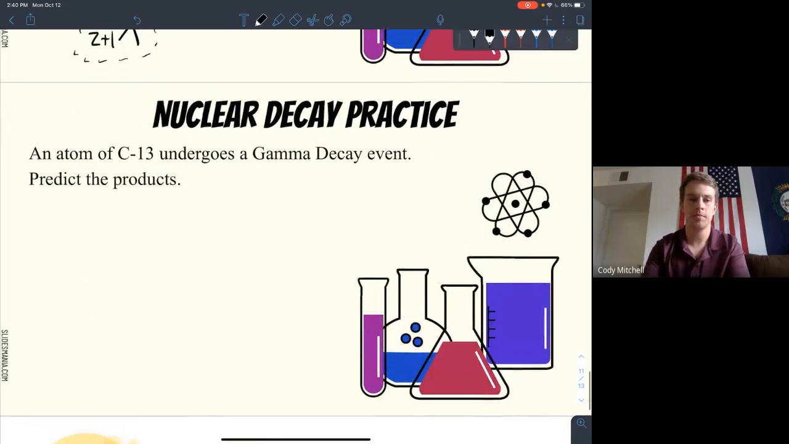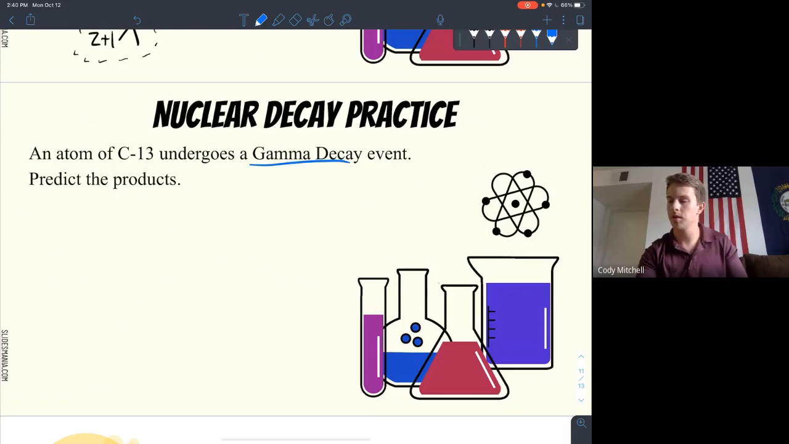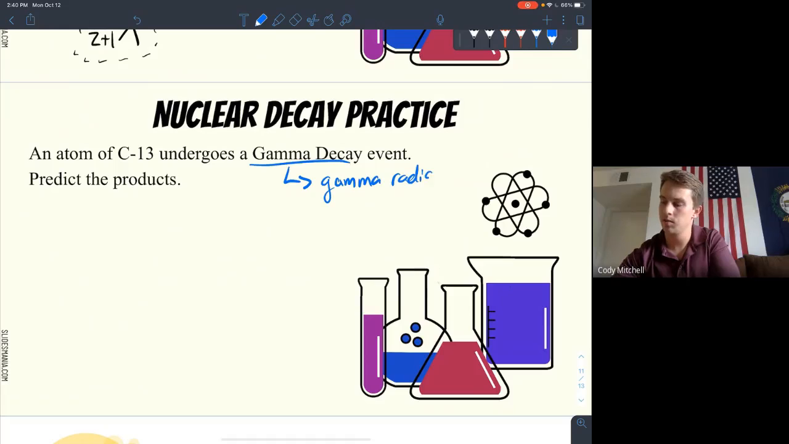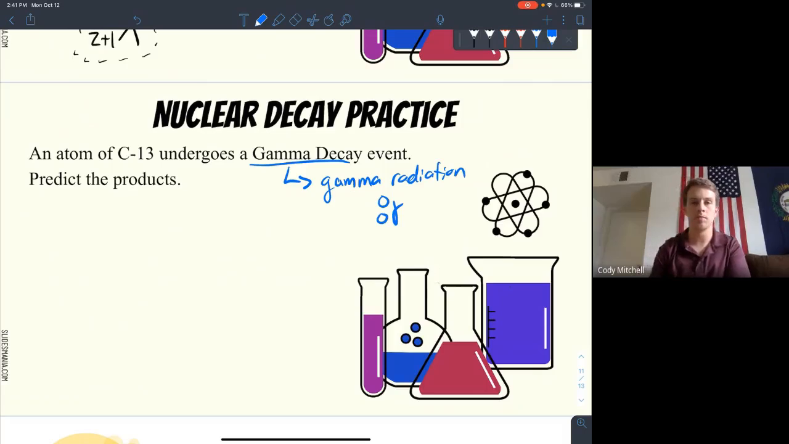Last, an atom of carbon-13 or C-13 undergoes a gamma decay event. Predict the products. Pause the video. Welcome back. We are going to have gamma radiation as our product, guaranteed. And what does that look like? Gamma symbol with a 0 on top, 0 on bottom. It's got no atomic mass. It's got no atomic number because there's no protons. It's just energy.